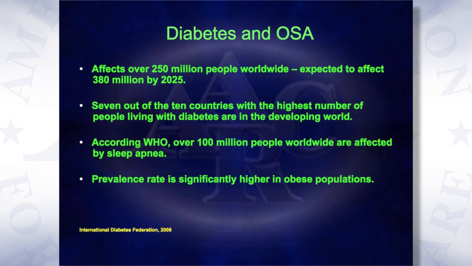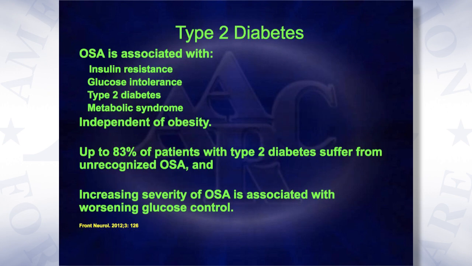Over 100 million people worldwide are affected by sleep apnea, and when we look at that number, 80% of those are undiagnosed. So there's a big significance on how we can help the health of the world if we're looking at this disease. The prevalence rate is higher in the obese population, so we know that obesity plays a role in it. When we look at type 2 diabetes, first look at obstructive sleep apnea and how it is associated with it. Obstructive sleep apnea can cause insulin resistance, glucose intolerance, type 2 diabetes, and metabolic syndrome, independent of obesity.